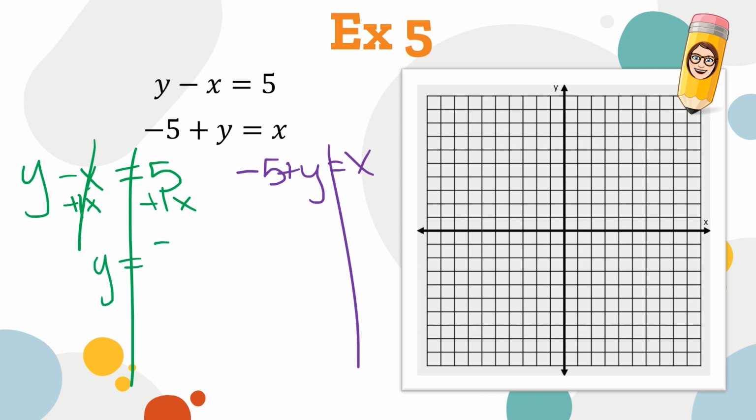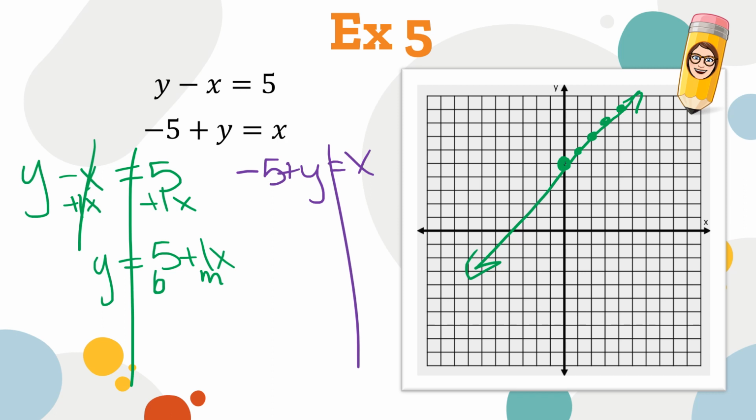So y equals 5 plus 1x. So we're going to begin at the number that's by itself at positive 5. My m, my move, is rise 1, run 1. Nice, easy slope.